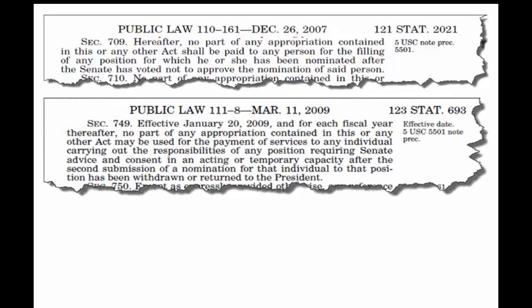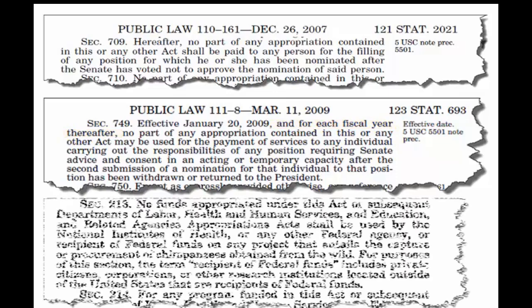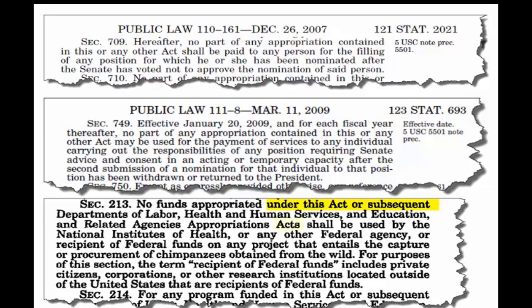In this example, we see the phrase, "and for each fiscal year thereafter," again telling us Congress meant for this provision to continue into the future. This example uses the phrase, "under this act or subsequent acts." There are other terms. You may also see, "after the date of approval of this act," "henceforth," "with respect to any fiscal year," and so on. I should point out, however, that the term hereinafter does not connote futurity, as it only refers to what follows in the current act.